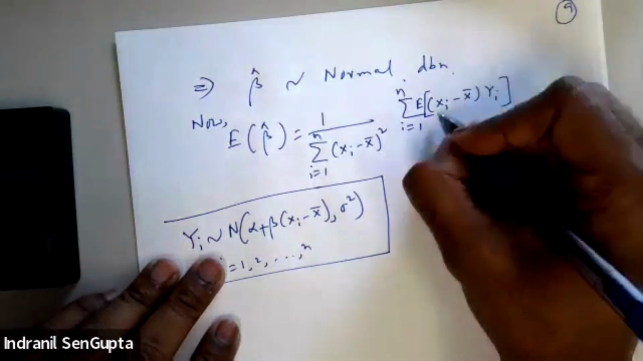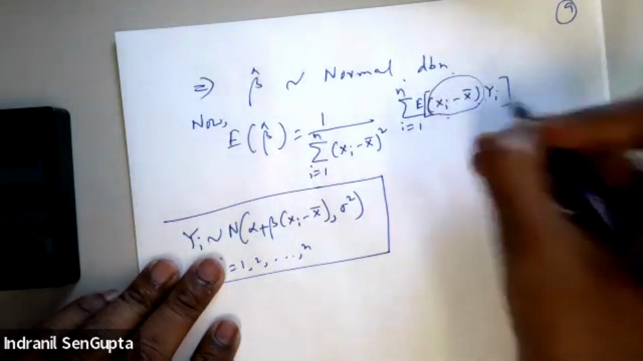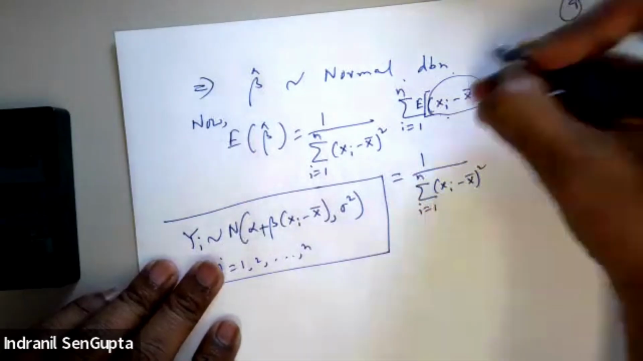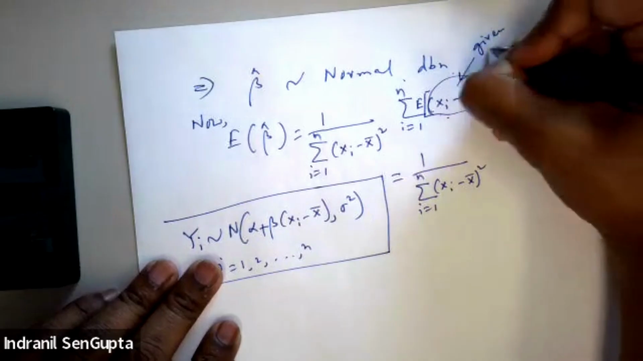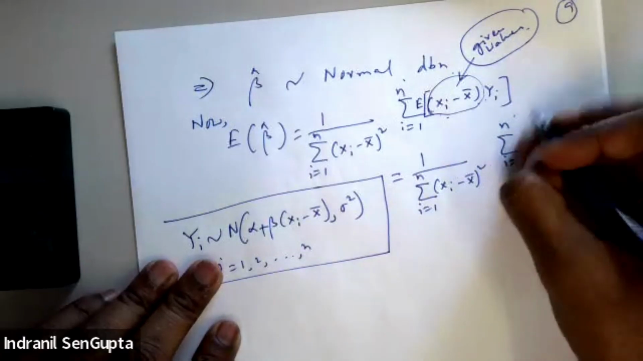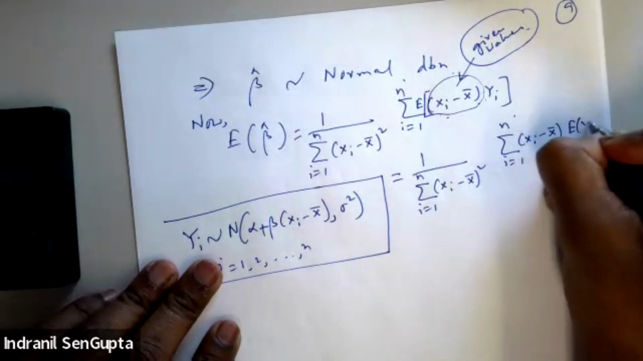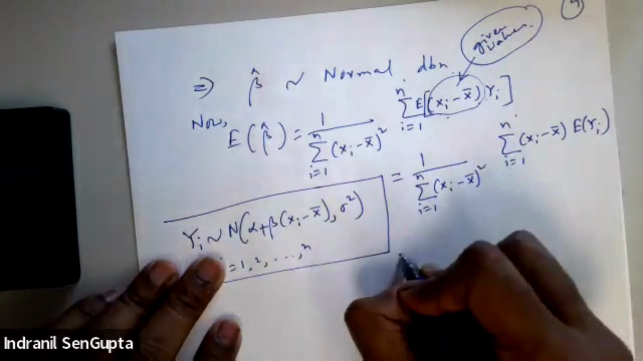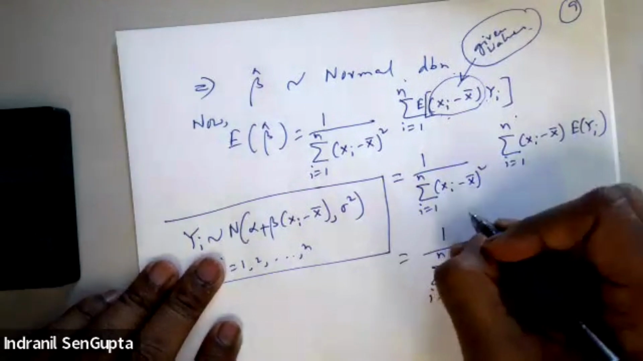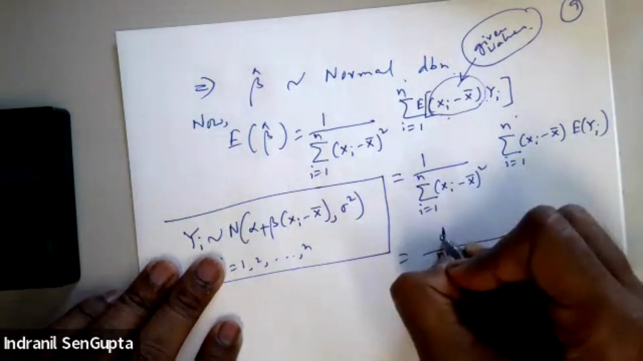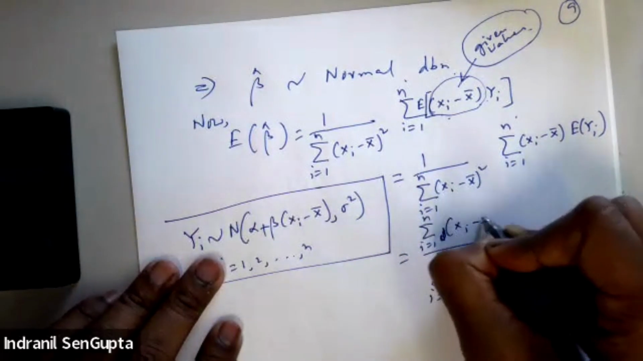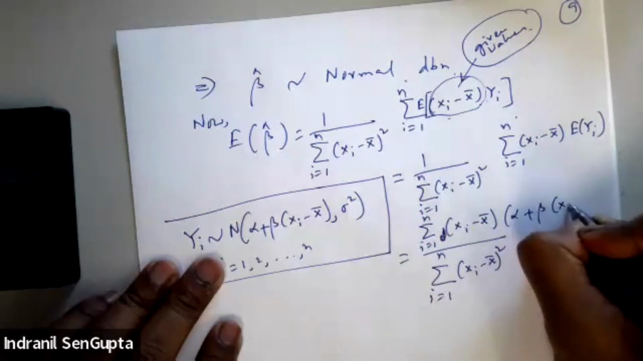Therefore, and here also, these numbers are not really random. They are lowercase, so that means they're given values. Xi minus x bar squared, these are given values, so I can pull them out. So basically xi minus x bar times E of yi, which is right here. So I can write this as 1 over the summation from i equals 1 to n of xi minus x bar squared, and this quantity is going to be the summation from i equals 1 to n of xi minus x bar, times alpha plus beta times xi minus x bar.